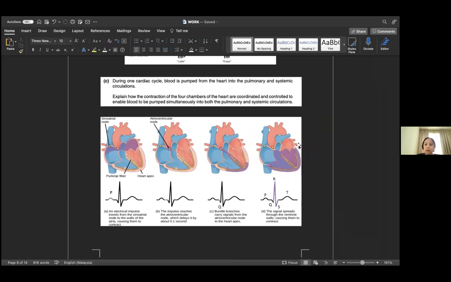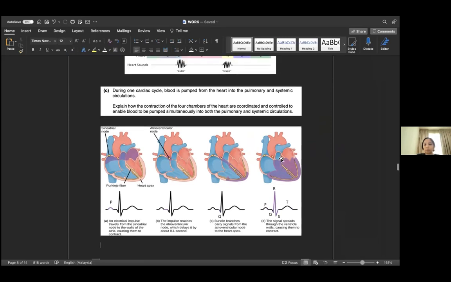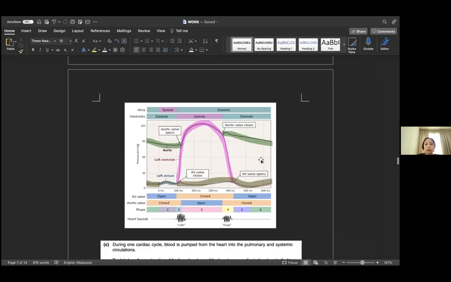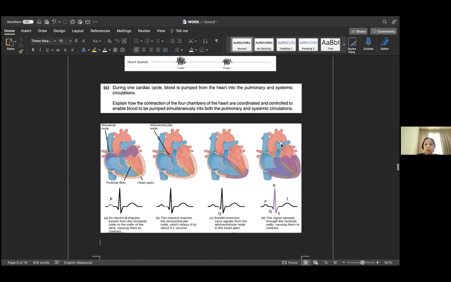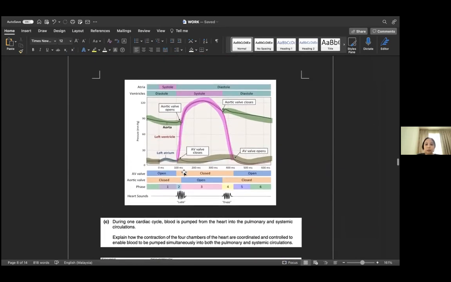So ventricular systole happens right here, and it pushes the blood up into the vessels. So this is ventricular systole.